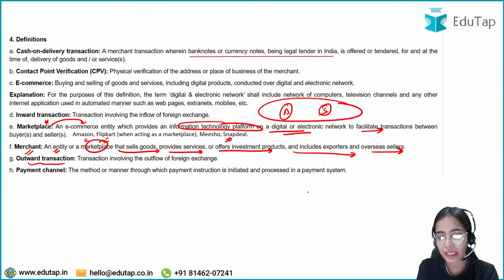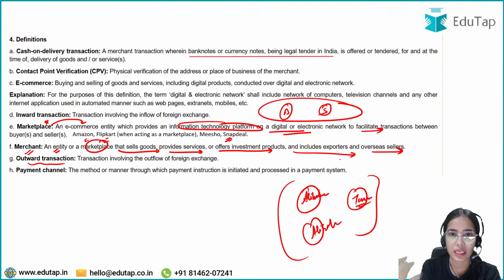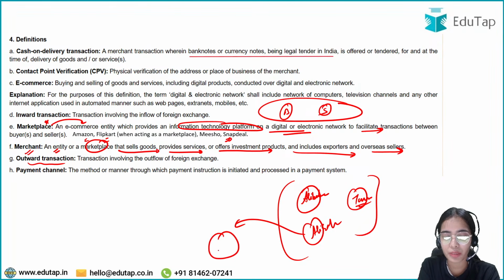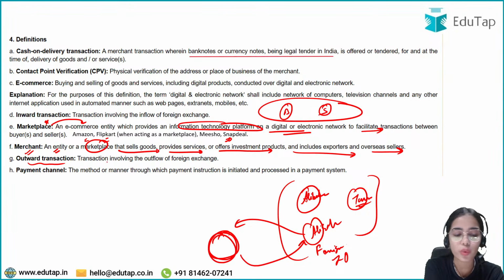Outward transaction. Now let's say there is the Alibaba website or AliExpress, or some Temu website and such. These are websites of other countries. Okay, let's say Alibaba is of China, AliExpress is also of some other country. So let's say we are purchasing something directly from this website. Okay, so this is a foreign website, an international online website. We are purchasing something from here and we have to pay to this Alibaba website. So this is an outward transaction involving the outflow of foreign exchange.